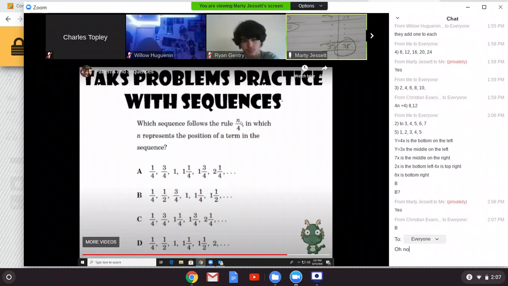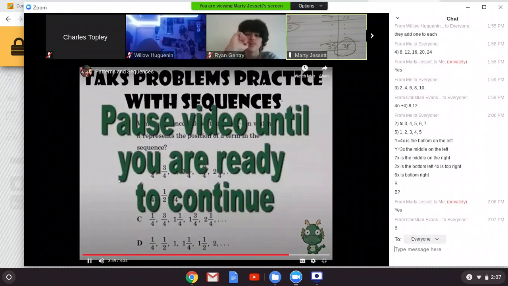And then the next one, the n value is 3. It's the third term, the third position. So that's 3 over 4, which is B. And of course, D is 1 over 1. But 1 over 1 is 4 over 4, so that should be the fourth one. So the answer is B. So good job, those of you that put B.